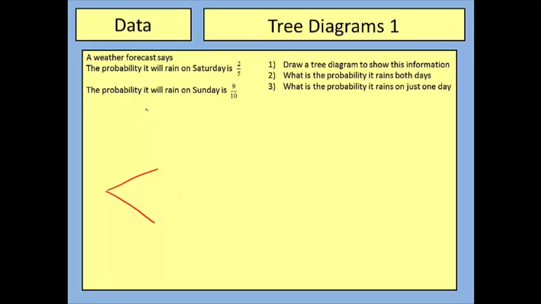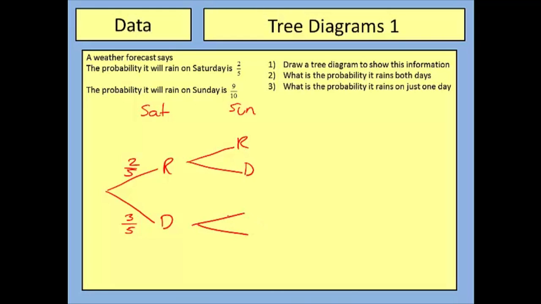The first thing that can happen is on a Saturday, and it's either going to rain or it's going to stay dry. Now the probability it rains on Saturday is 2/5. This means that the probability it stays dry must be 3/5. So these are my 2 branches showing my 2 possible outcomes for Saturday. Now I'm going to move on to Sunday. On Sunday, 2 things can happen. It can either rain or it can stay dry.